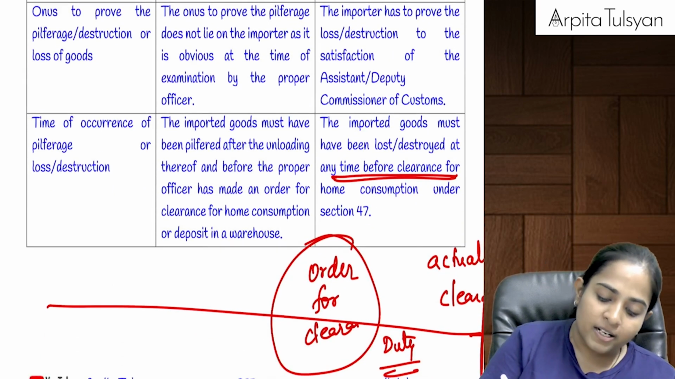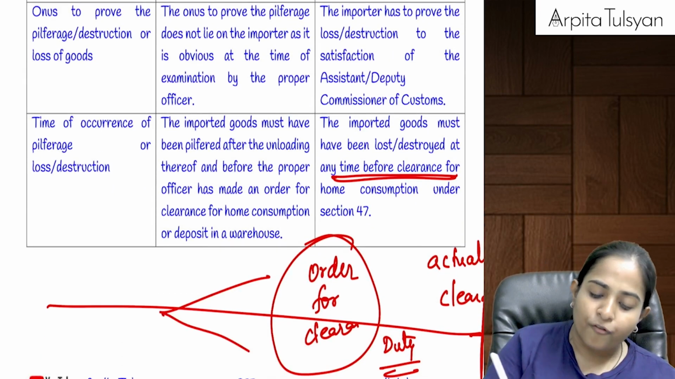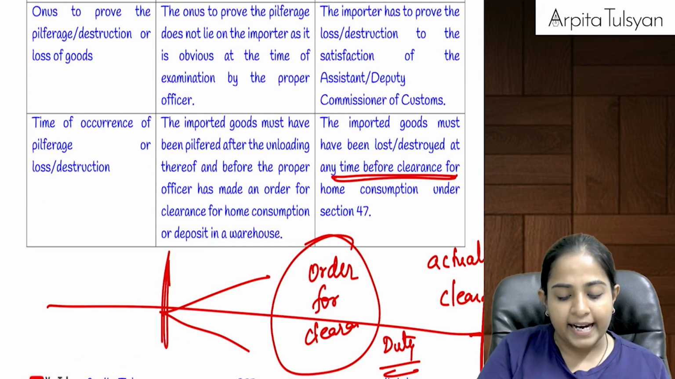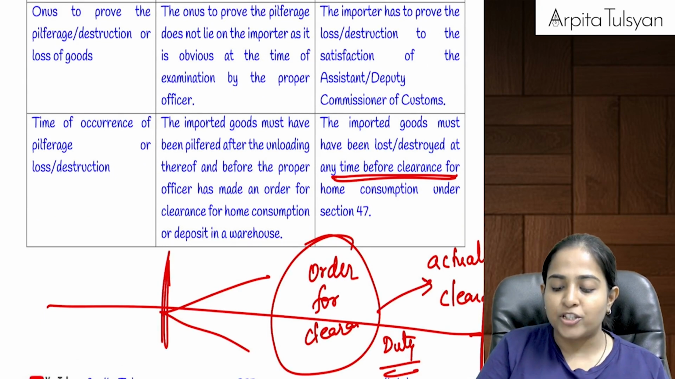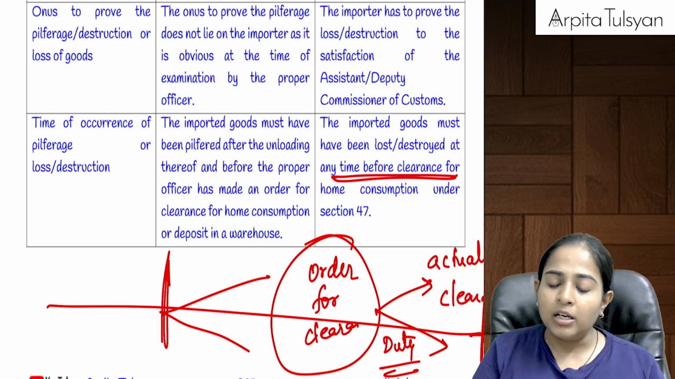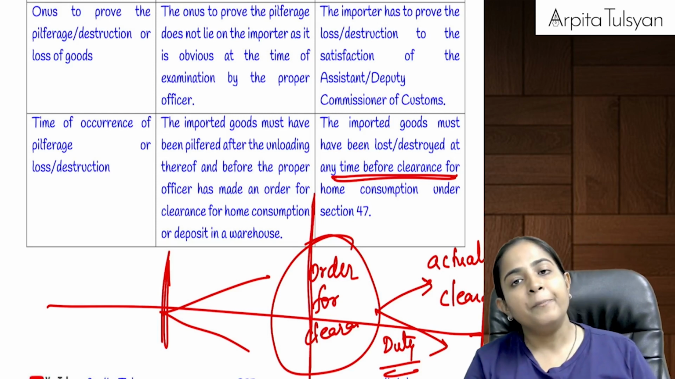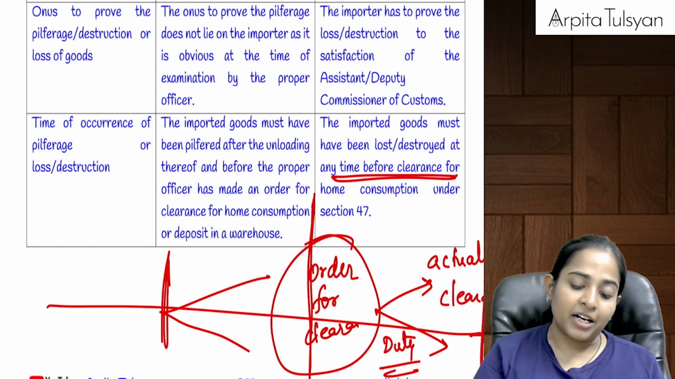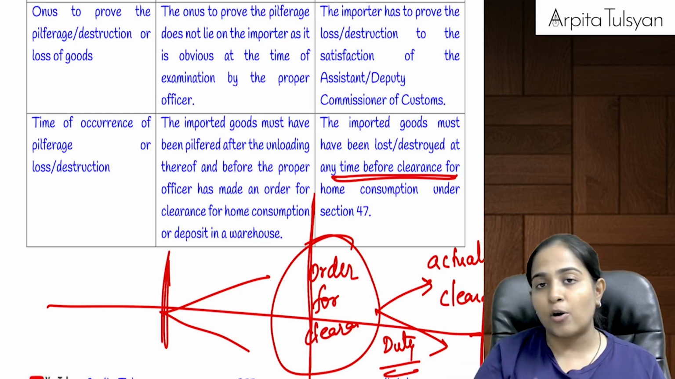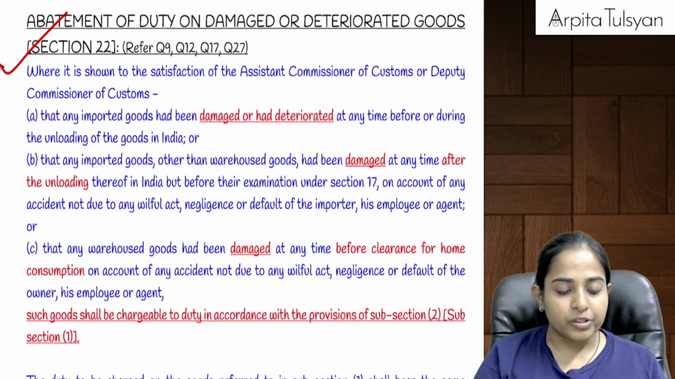Till the order is passed either for home clearance or for warehouse. Okay, only till the date of order. Only after this you will actually clear it, or you will take it to the warehouse. So only till the date when the order is passed, only till then the pilferage claim can be accepted. Whereas in case of section 23(1), it is also applicable to the warehoused goods.